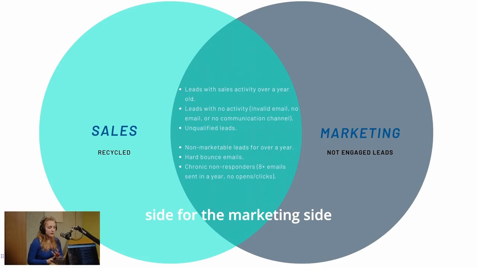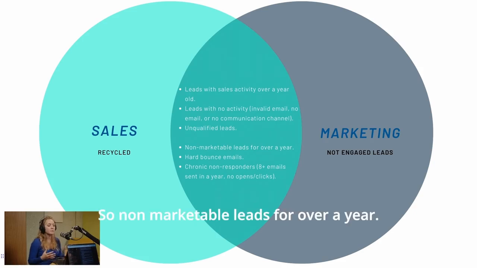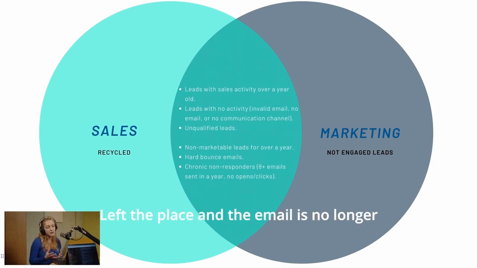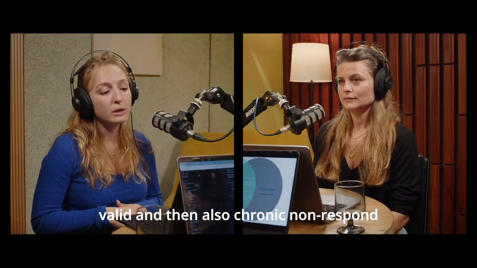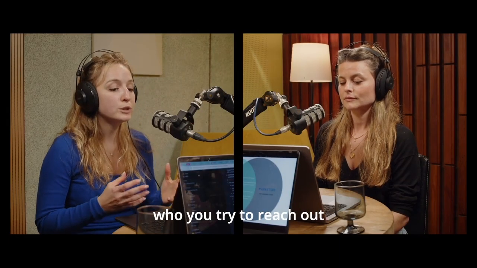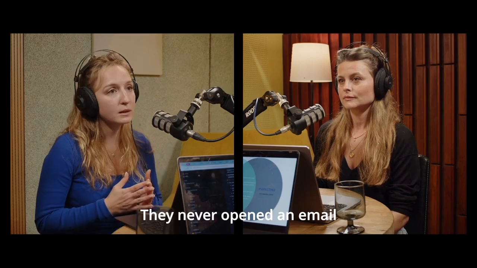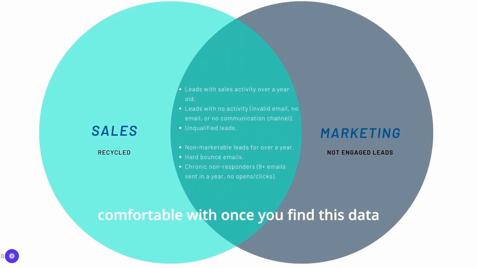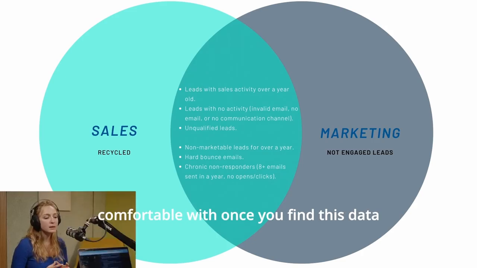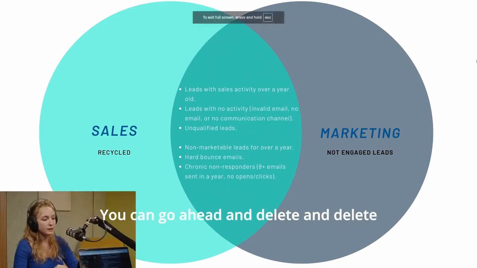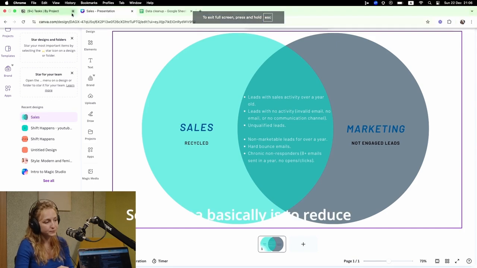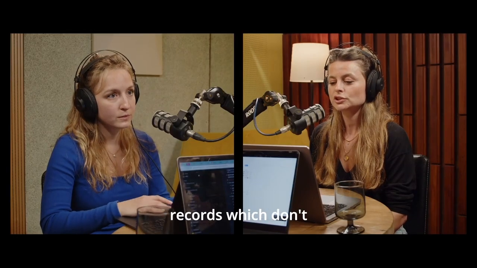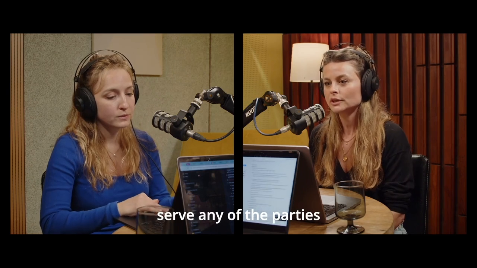For the marketing side, there are non-marketable leads for over a year. These are people that asked not to be reached out to. That means that maybe the person left and the email is no longer valid. Also, chronic non-responders are people who you tried to reach out to at least 8 times and they never opened an email or clicked anything. These criteria you can feel very comfortable with. Once you find this data, you can go ahead and delete those records from the system. The idea is to reduce records which don't serve any of the parties.